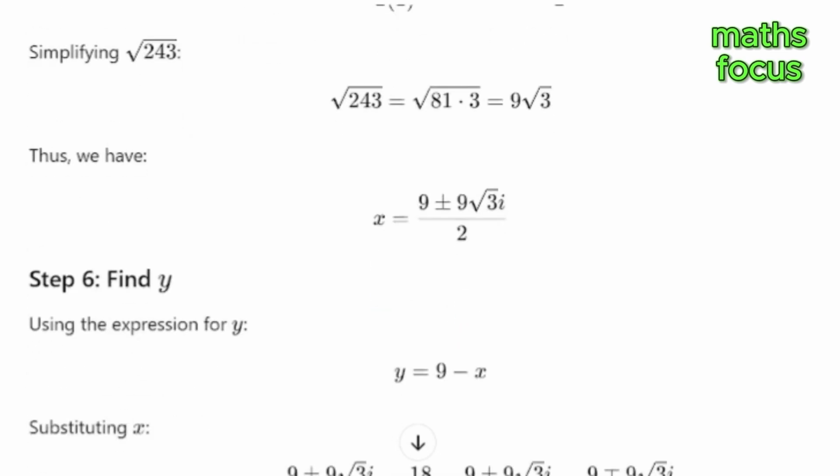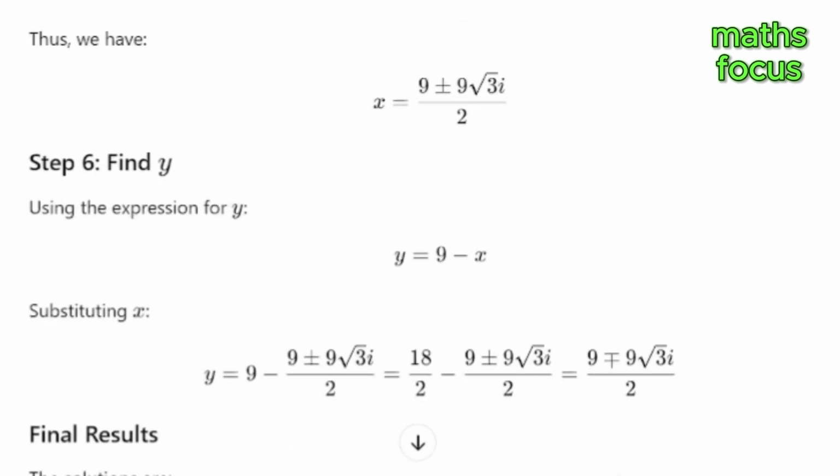Step 6, we want to find y. Using the expression for y, that is, y is equal to 9 minus x, then we substitute for x. Anywhere you see x, we put this 9 plus or minus 9 square root of 3 i, divided by 2.